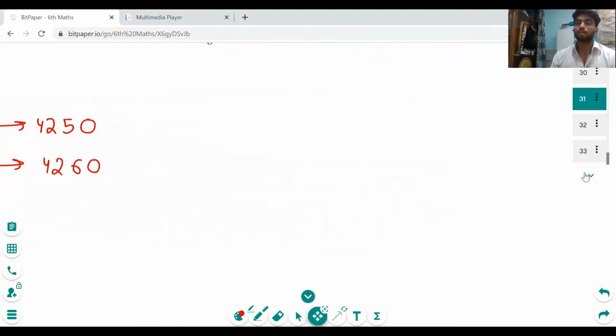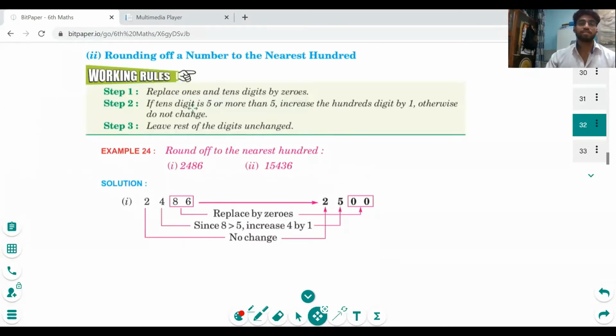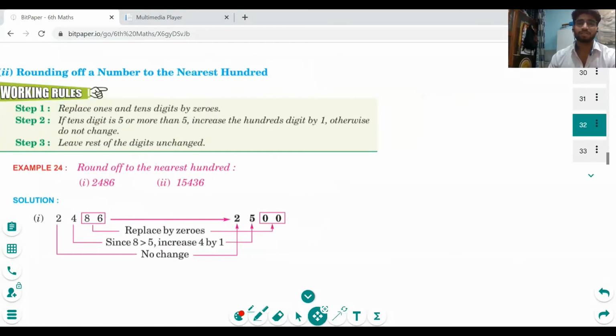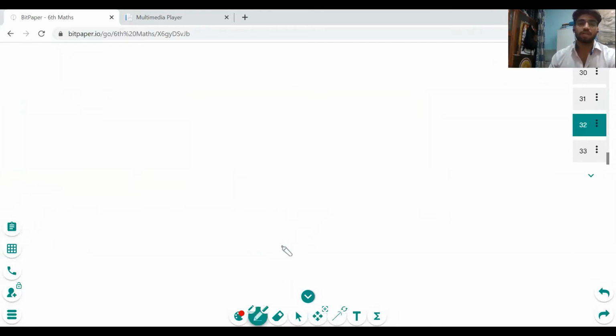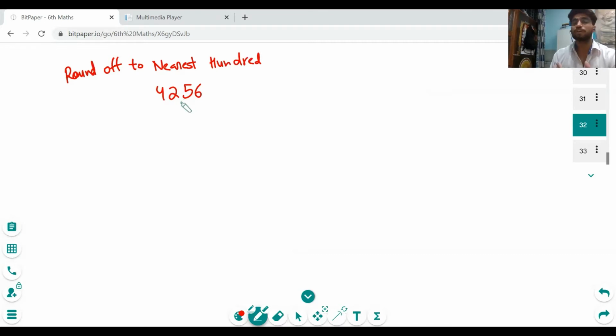Now we are going to move to rounding off to the nearest 100. Same pattern, but rounding off to the nearest 100. Let's take 4256. Now this time we have to round off to the nearest 100, right? If you remember, when we were doing it to the nearest tens, we made the ones digit 0. Now this time we are rounding off to the nearest 100.